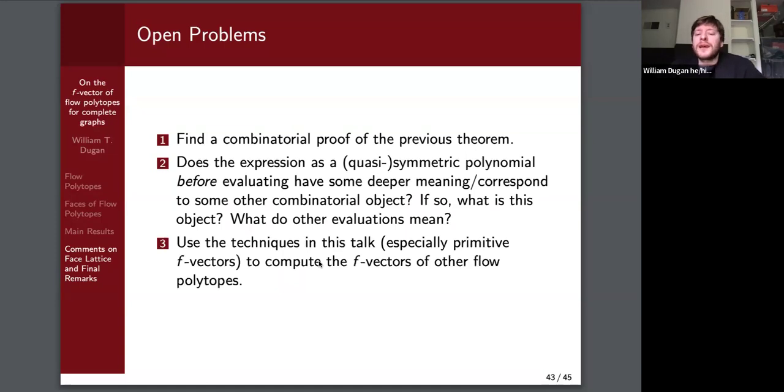And finally, I think the big next direction is to use these new notions of primitive F vectors to try to compute F vectors of other flow polytopes. It's not clear how far this technique can go, but I think it can definitely keep going. Maybe it can go very far.